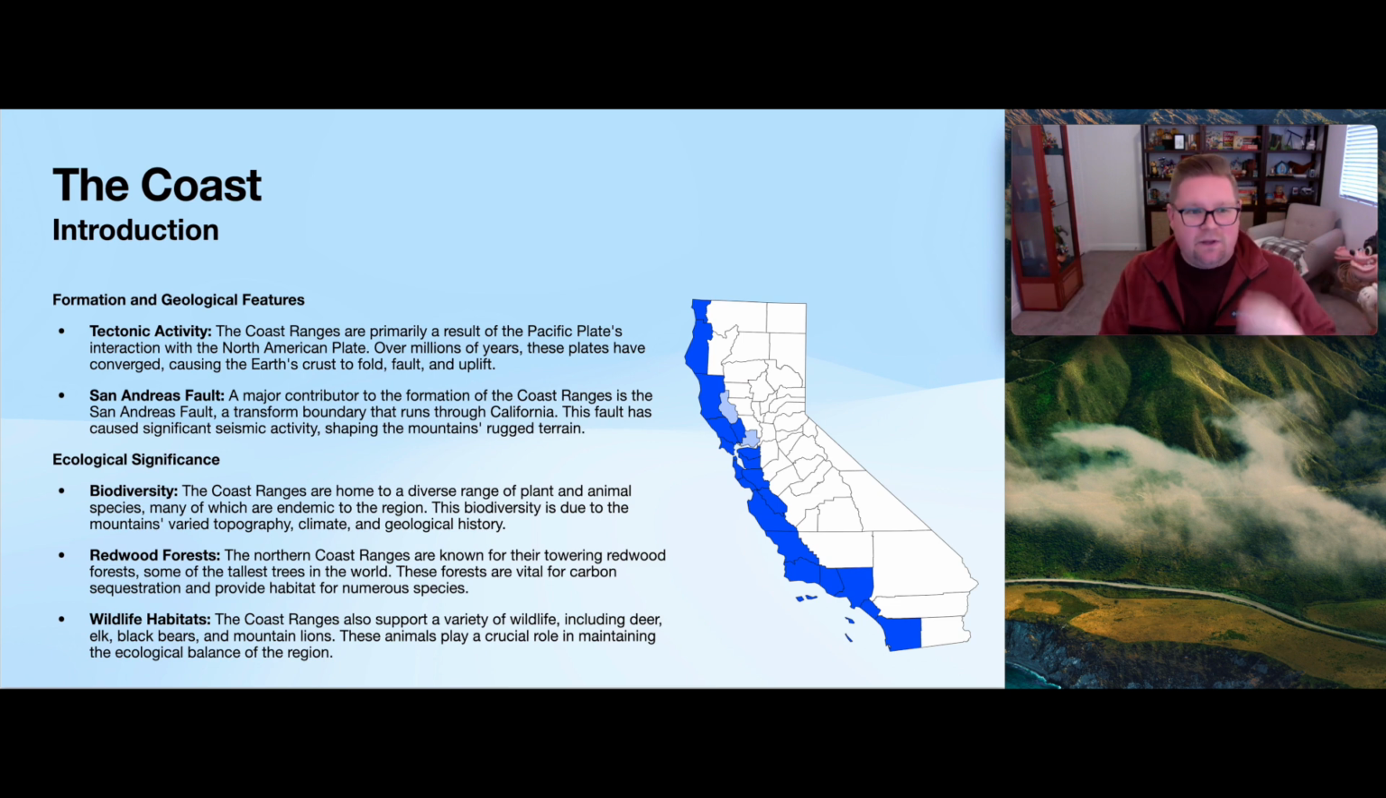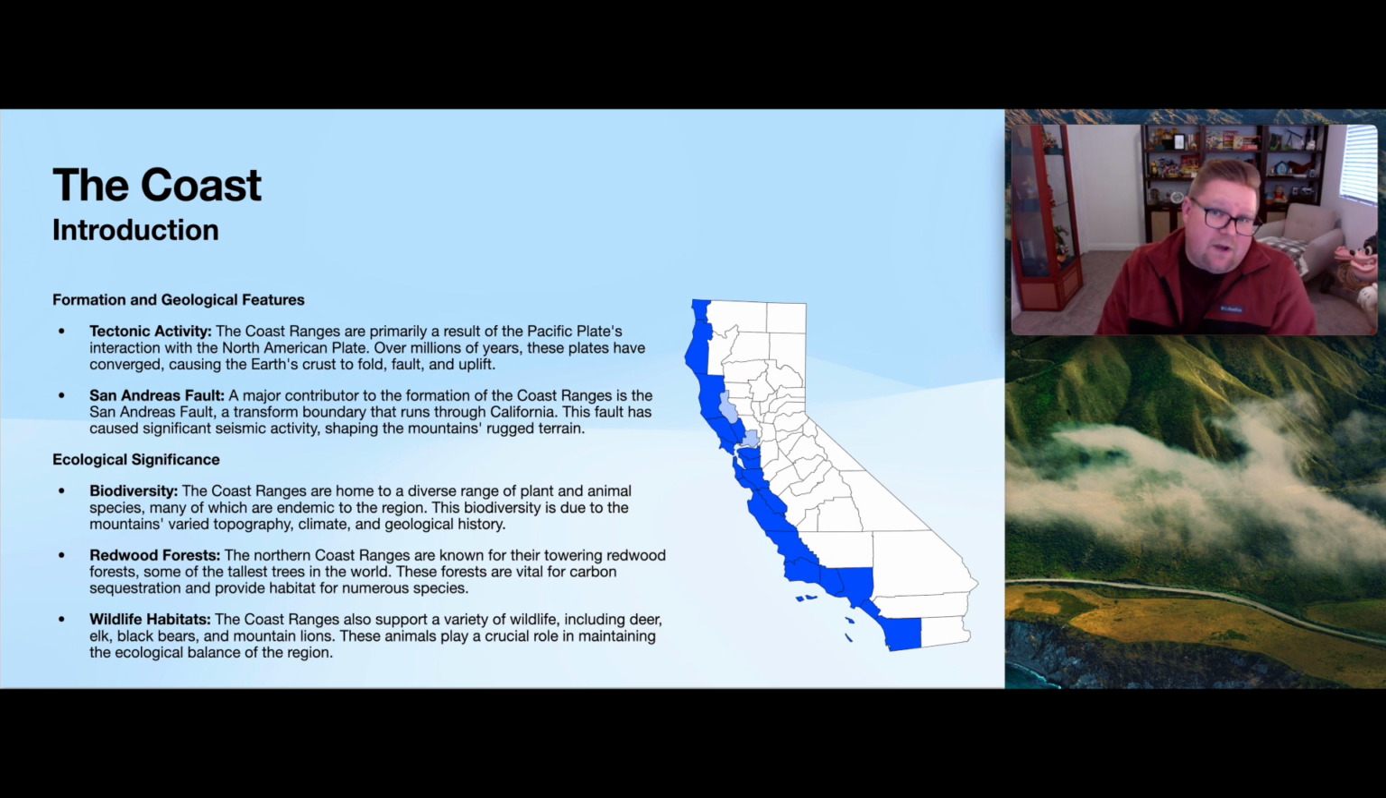So to begin, we're looking at formation and geologic features. So plate tectonics, Farallon plate subduction. We're going to have uplift. Remember, the San Andreas Fault is the boundary between the Pacific Plate and the North American Plate, and it pretty much coincides with the full length of our coastal range.